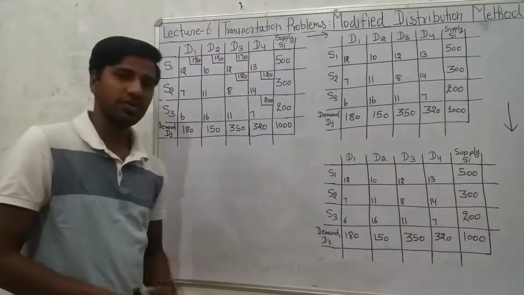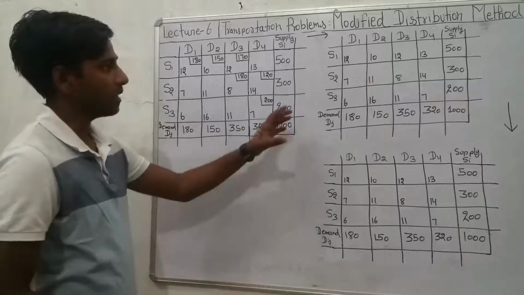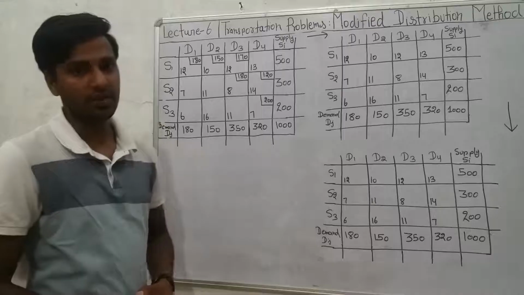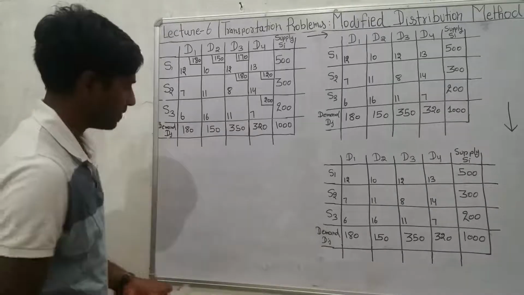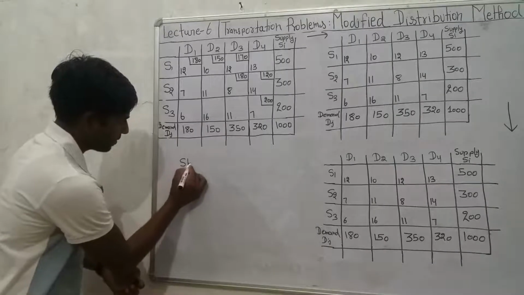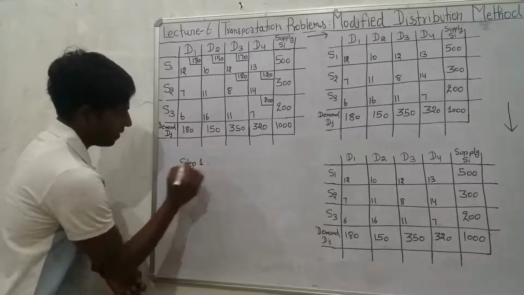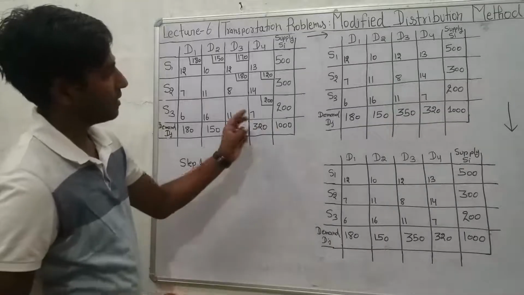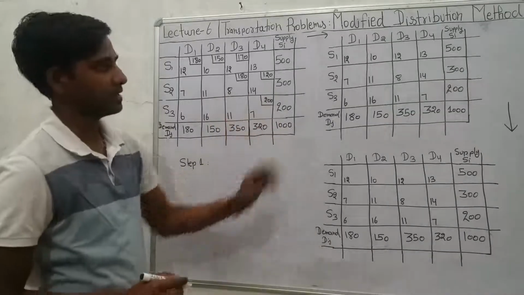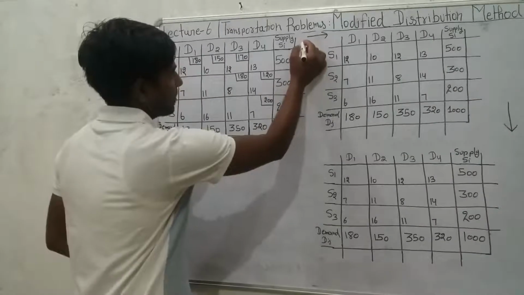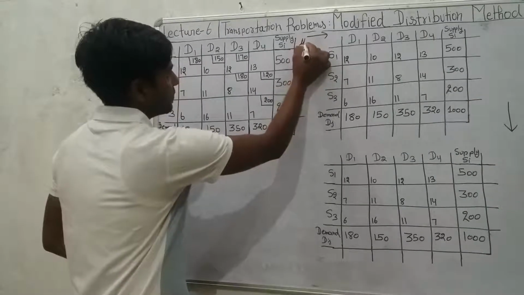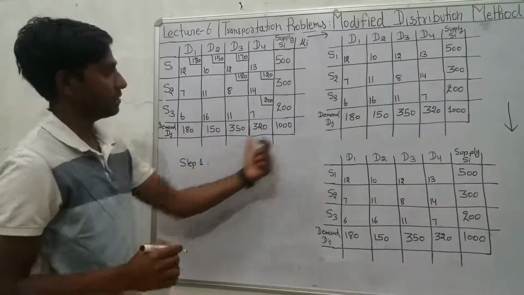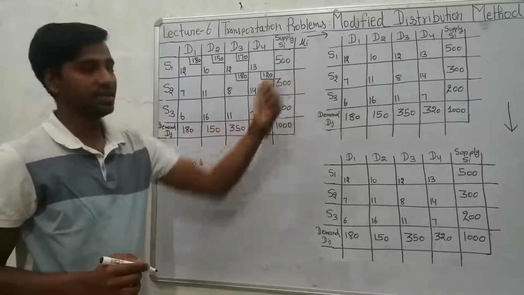In this particular video we are going to learn how to apply the modified distribution method to test the optimality of an initial feasible solution. So what is step number 1? In step 1, what we have to do is simply add a column to the right hand side of this table, titled UI.